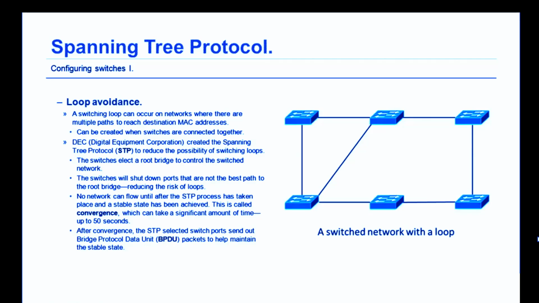of loops. No network traffic can flow until after the STP process has taken place and a stable state has been achieved. This stable state is called convergence, and it can take a significant amount of time with STP, up to 50 seconds. After convergence, the STP selected switch ports send out Bridge Protocol Data Unit packets, or BPDU packets, to help maintain the stable state.